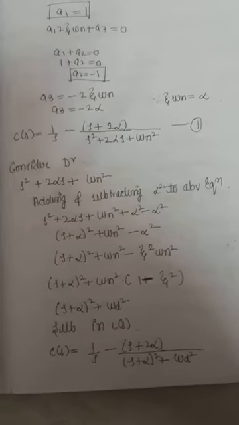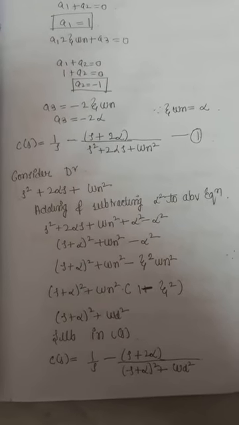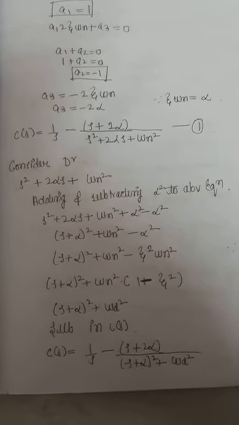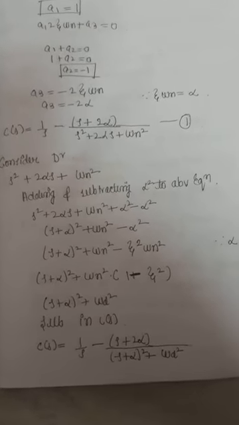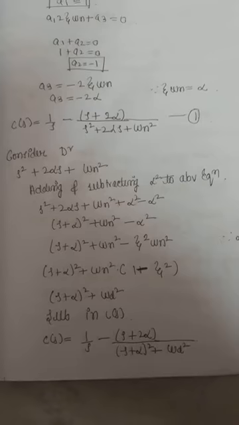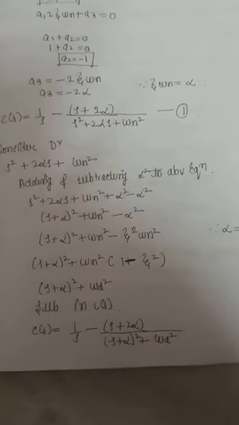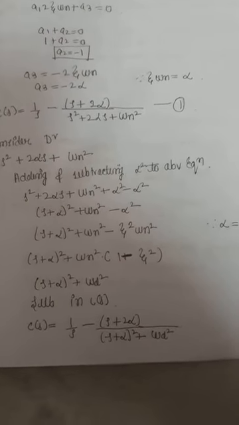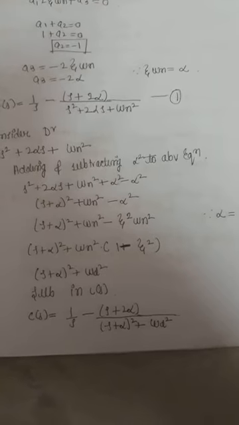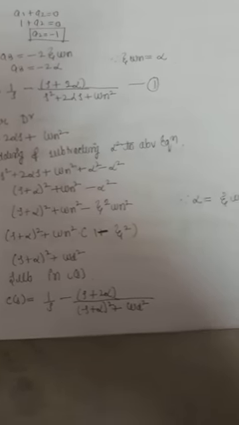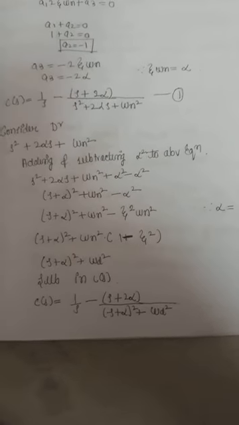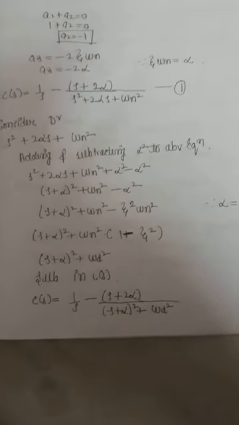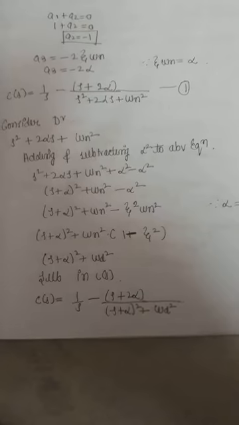Okay, so just by considering only the denominator, that is s² + 2αs + ωn². Here, adding and subtracting α² to the above equation, you will get (s + α)² + ωn² − α². And if you simplify it, you know that α is equal to ζωn, which we have considered. So if we solve this, finally we will get (s + α)² + ωd².